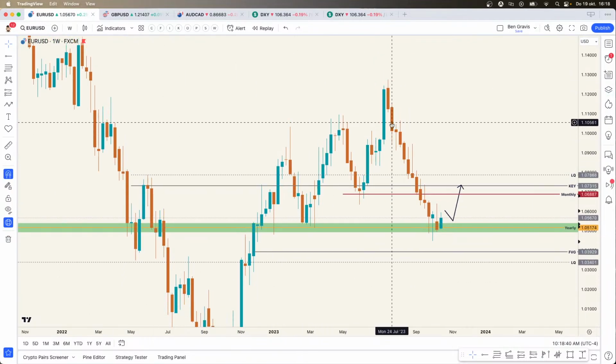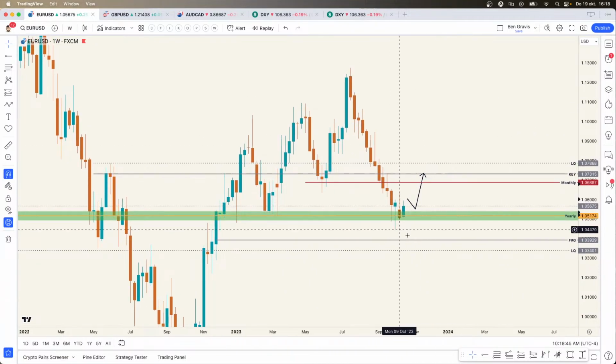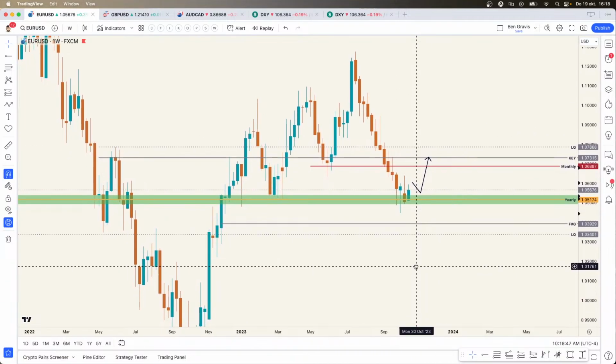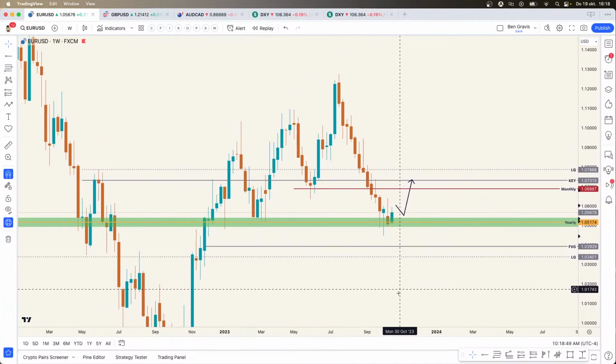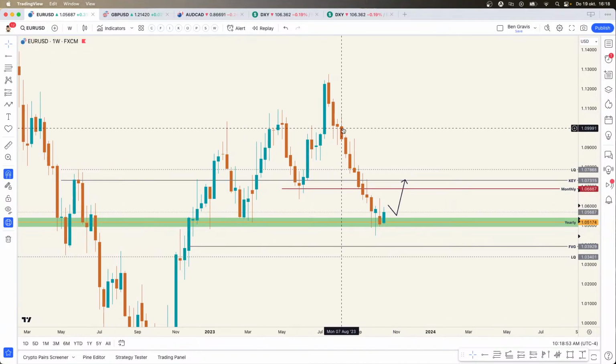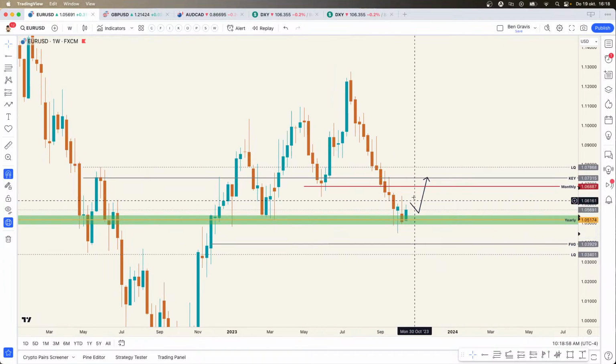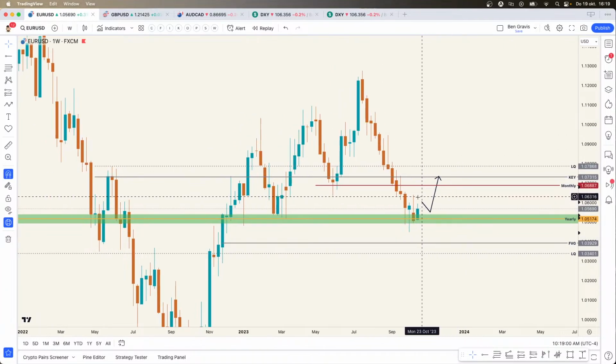But of course, I kind of want to see a full-blown reversal. We'll see about that. But yeah, after all those weeks on the downside, it can explosively move back higher.